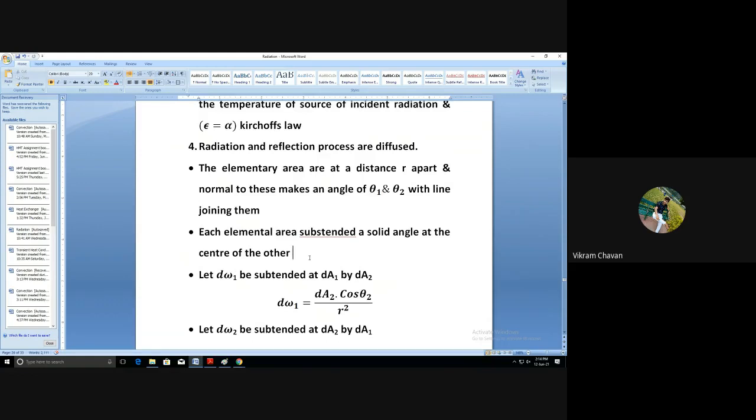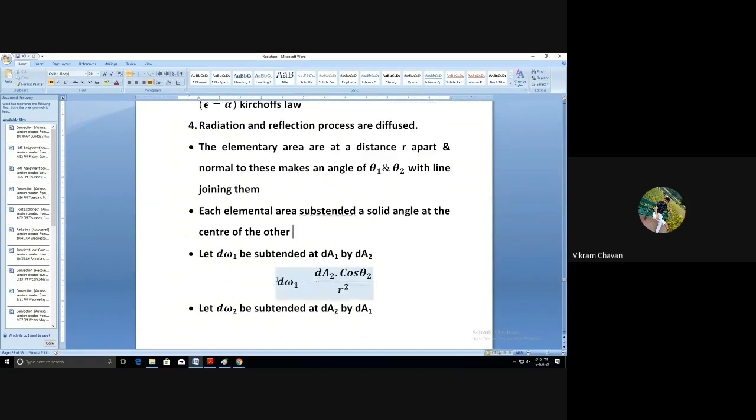In radiation, this is a matter of view: how much surface area is available for transmission and exchange of radiation. So this is the view, and on the basis of the view the calculations change. Here also the solid angle is present, and we have to consider the solid angle on the basis of the view, that is, how much area of a surface is exposed to the other body or surface.